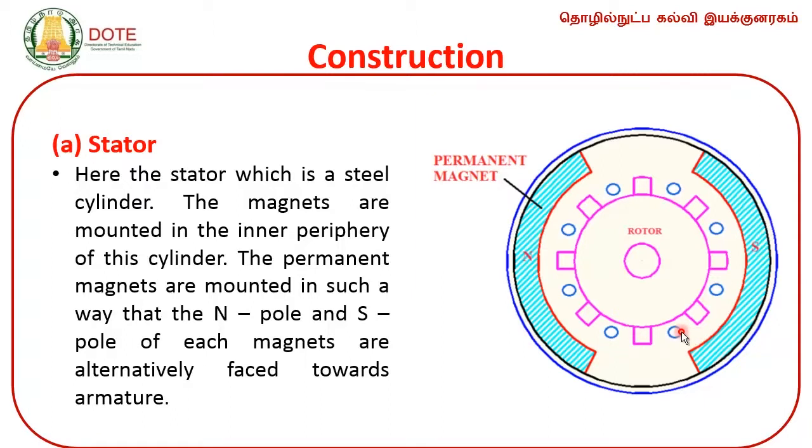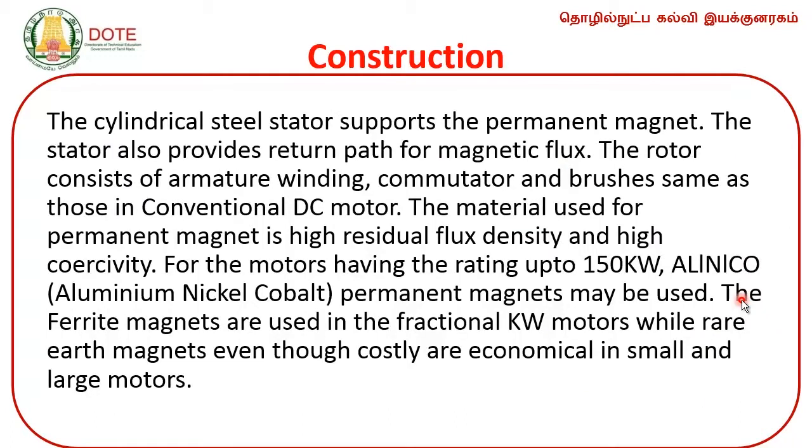The permanent magnets are mounted in such a way that the north pole and south pole of each magnet alternately face towards the armature. So this is only a two-pole magnet. The cylindrical steel stator supports the permanent magnet. The stator also provides a return path for the magnetic flux. The rotor consists of armature winding, commutator and brushes, the same as those in conventional DC motors.